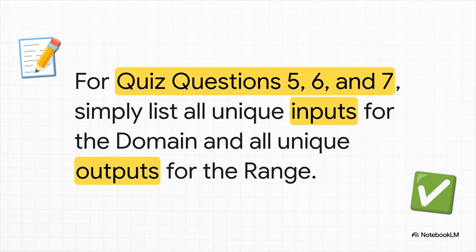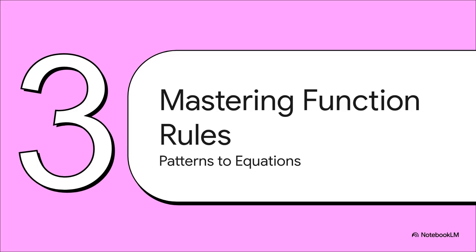So when you get to quiz questions 5, 6, and 7, your job is actually pretty straightforward. All you have to do is make two lists. First, list out all the unique inputs, that's your domain. Then, list out all the unique outputs, and that's your range. Done.